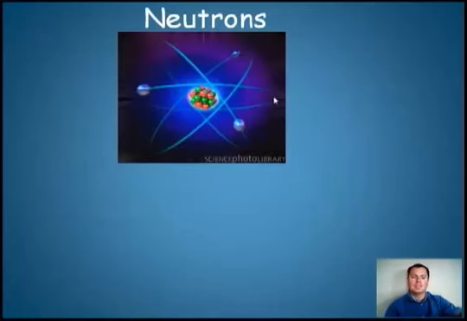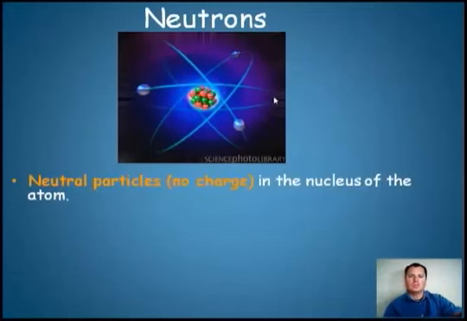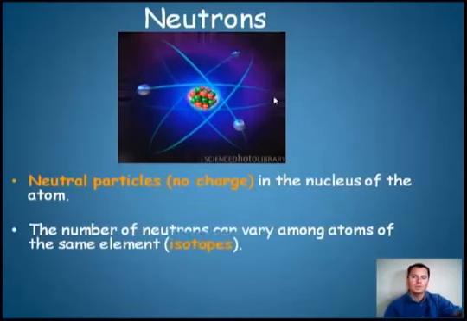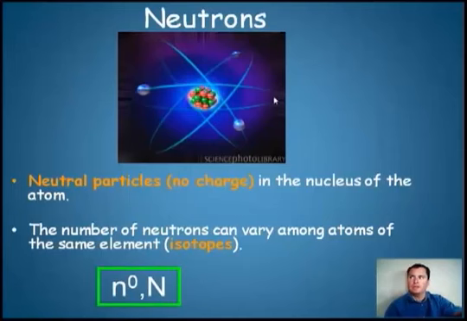The other thing inside the nucleus is the neutrons. Like the name implies, neutrons are neutral, or they have no charge. They're found inside the nucleus with the protons, but unlike the protons, the number of neutrons in the nucleus can vary between different atoms of the same element. And we call these isotopes. Isotopes are atoms of the same element with different numbers of neutrons. And we can abbreviate neutrons with an N with a superscript 0 for no charge, or a capital N. You'll see it either way.